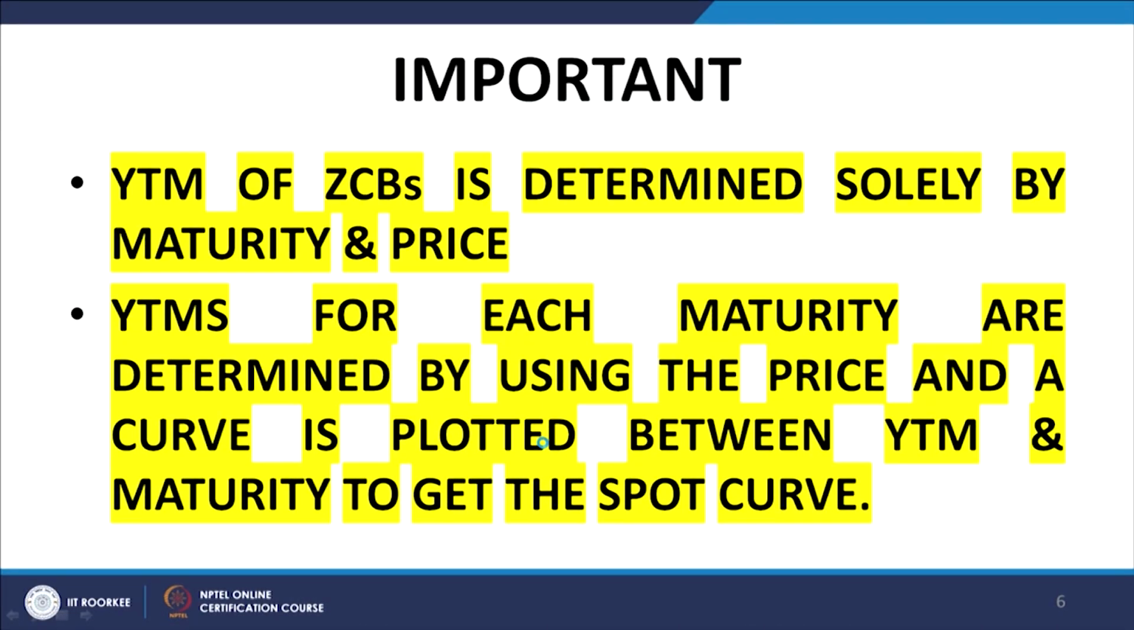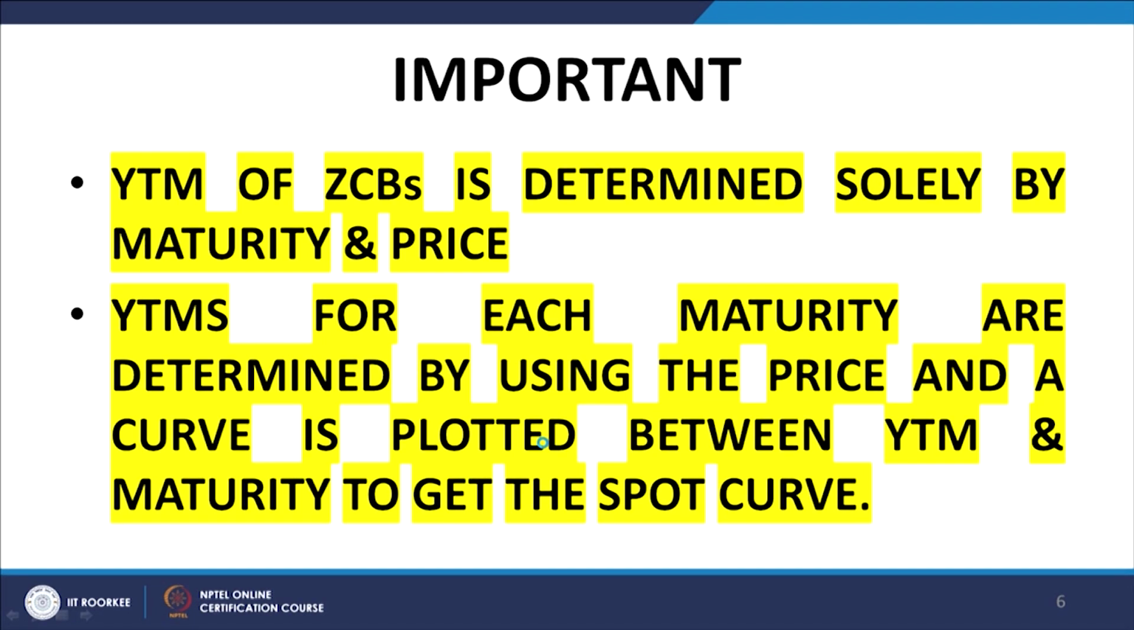Now, the YTM of 0 coupon bonds is determined solely by maturity and price, because there are no intermediate coupons, there is no coupon payment. By the name itself, one can infer that 0 coupon bonds involve no coupon payments, there is only a single payment at maturity. Either the bond may be quoted at a discount to face value and redeemed at face value, or it may be issued at face value and redeemed at a premium to face value. In any case, it does not really matter. The YTM of that bond will be determined by the maturity of the bond and its current prevailing price.